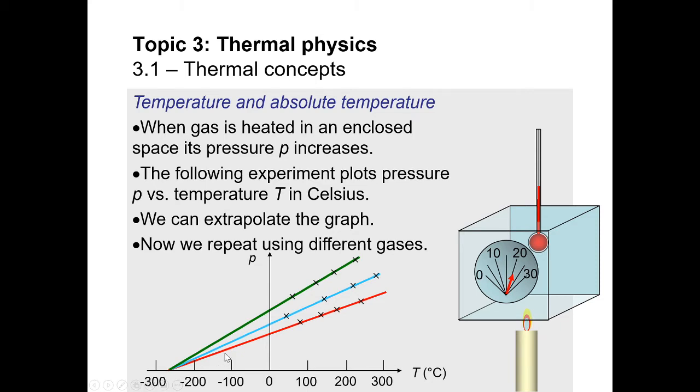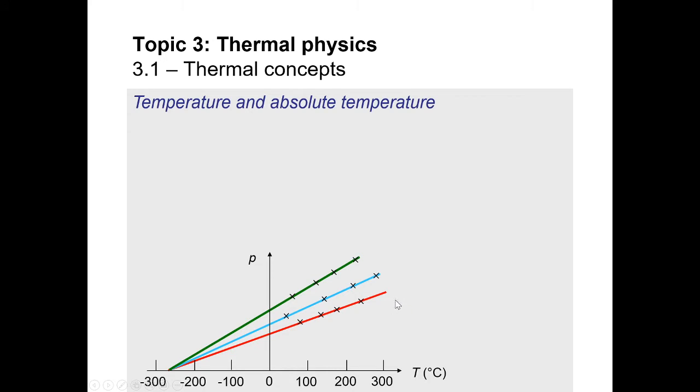Now, something really interesting is that all 3 of these lines intersect the T-axis at the same point, some point between -200 and -300 degrees Celsius. So at that point, all 3 of the gases result in a pressure of 0. And yet when you increase the temperature, all of them increase pressure linearly, but at different rates. But why do they have the same temperature at 0 pressure?